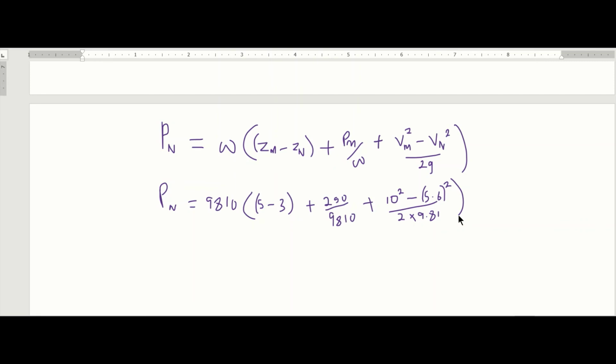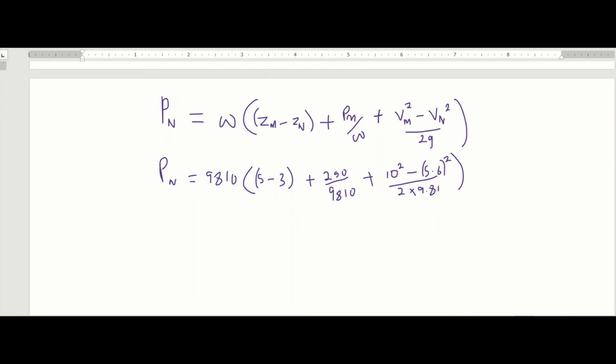So what next? Oh, sorry, the velocity at M should be 0.5. So this should be 0.5. It's not 10. So the velocity at M is 0.5 squared. All right. So therefore we can log in our values.